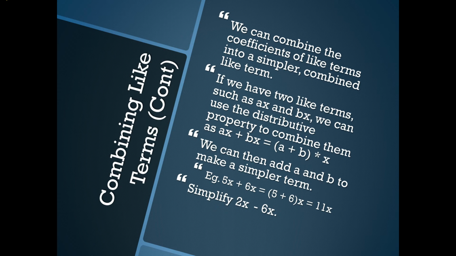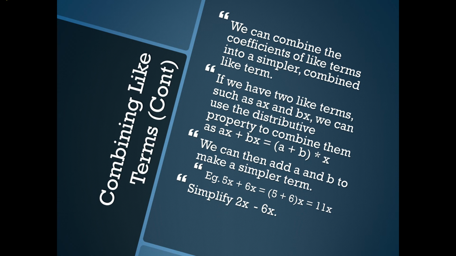So if we have two like terms, such as ax and bx, we can use the distributive property to combine them, as ax plus bx is equal to a plus b times x. We can then add a and b to make a simpler term. So if we're simplifying 5x plus 6x, we can use the distributive property to group the constants, 5 plus 6 times x, which is equal to 11x.